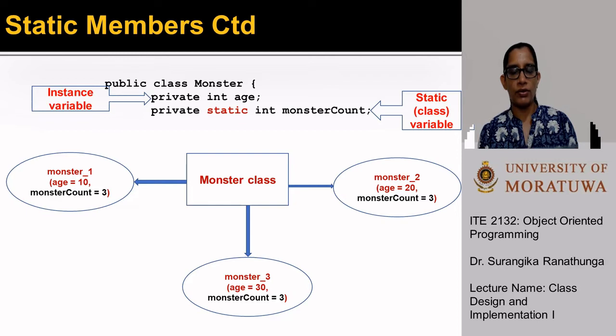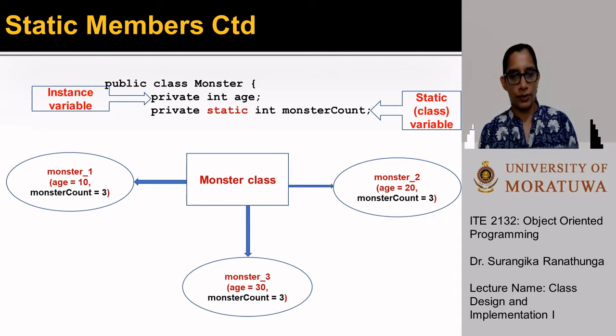So that is what we have shown here. Although we have three objects, the value of the monster count attribute, or the monster count static variable, is the same. All three objects have the monster count as 3. As opposed to that, if you look at the instance variable, the age, monster 2 has one value, monster 3 has another value, and monster 1 has another value. I hope the difference between the static members and the non-static members is clear.